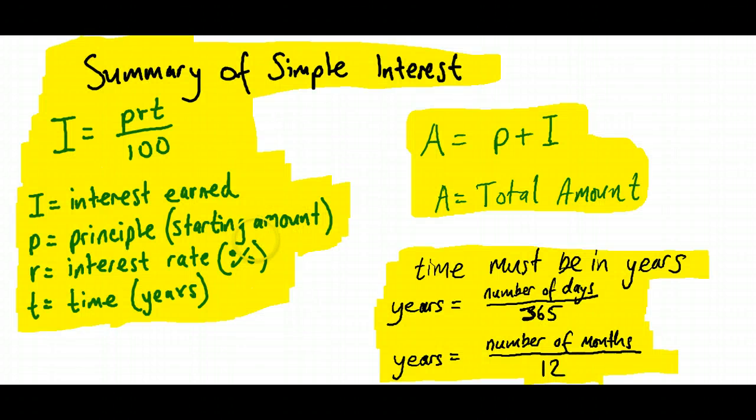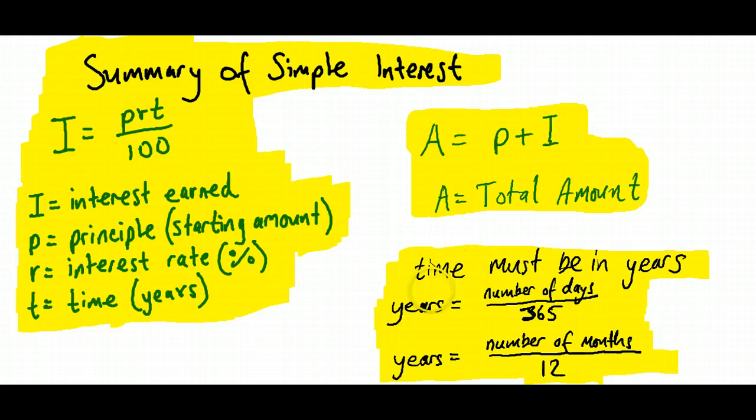Okay, so here's a summary of the simple interest information that we've covered. So we've got our formula for simple interest, and each of the terms is defined here. And if we get asked for the total amount of money, that's going to mean we have to find P and I and add them together. That's what we've got over here.